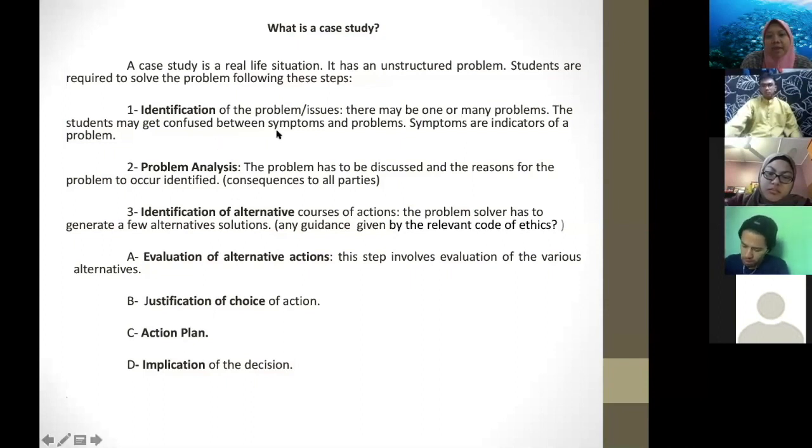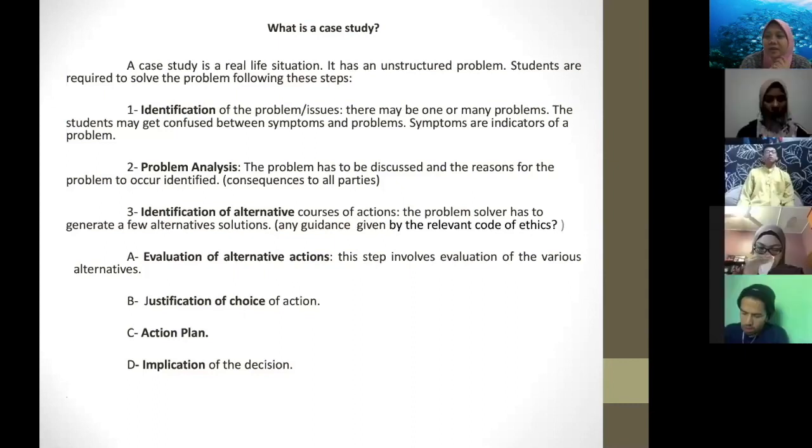Do not confuse symptoms and problems. Symptoms are indicators of a problem. Sometimes the paragraph is long, so you need to read carefully and identify which are the symptoms and which is the problem. Do you know how to differentiate? If you're quiet, then I assume you know.